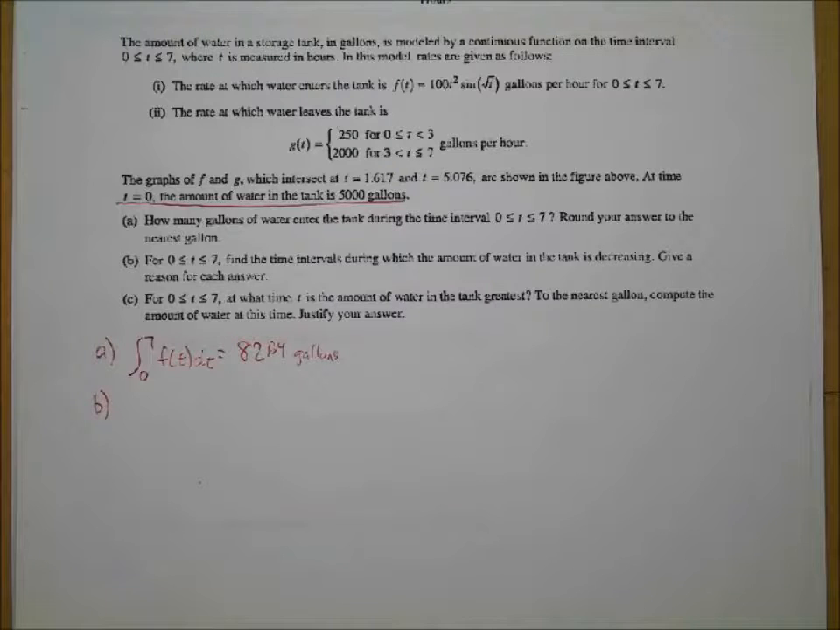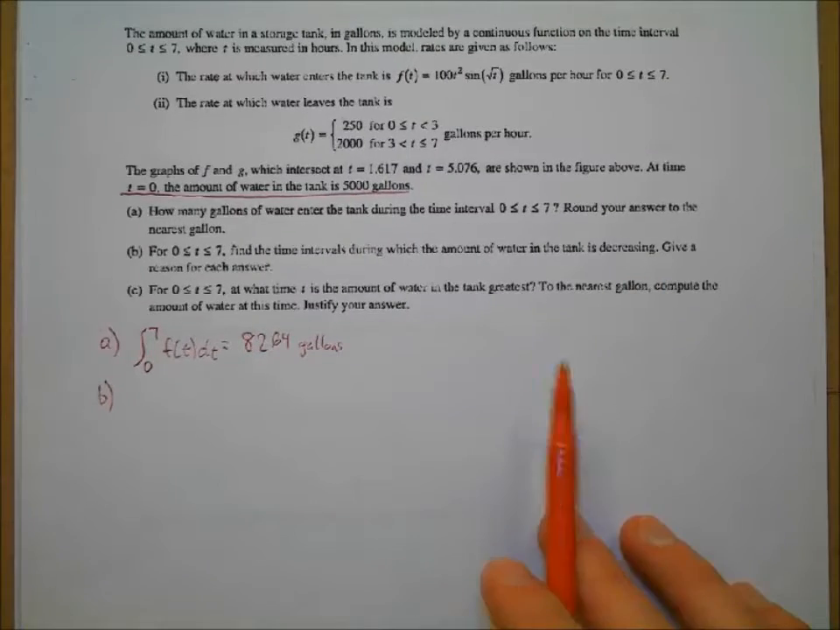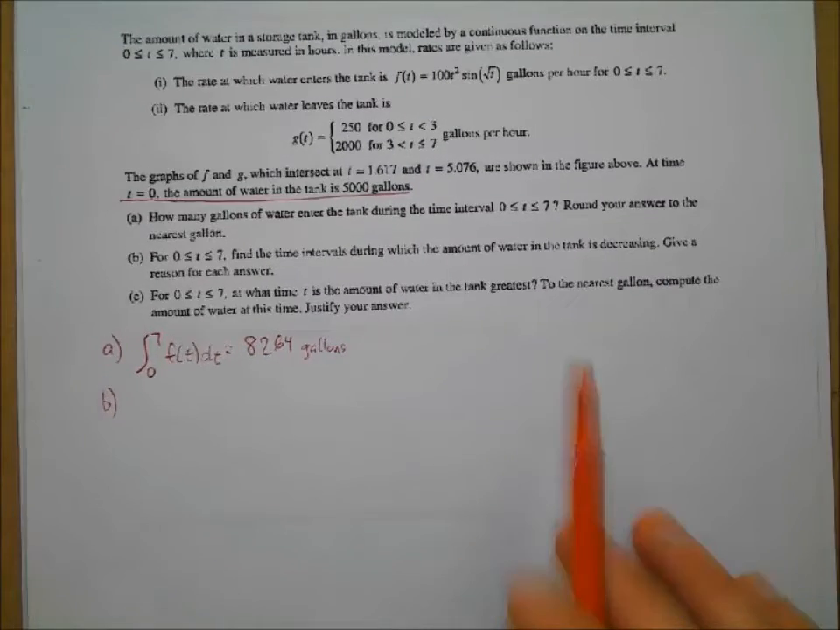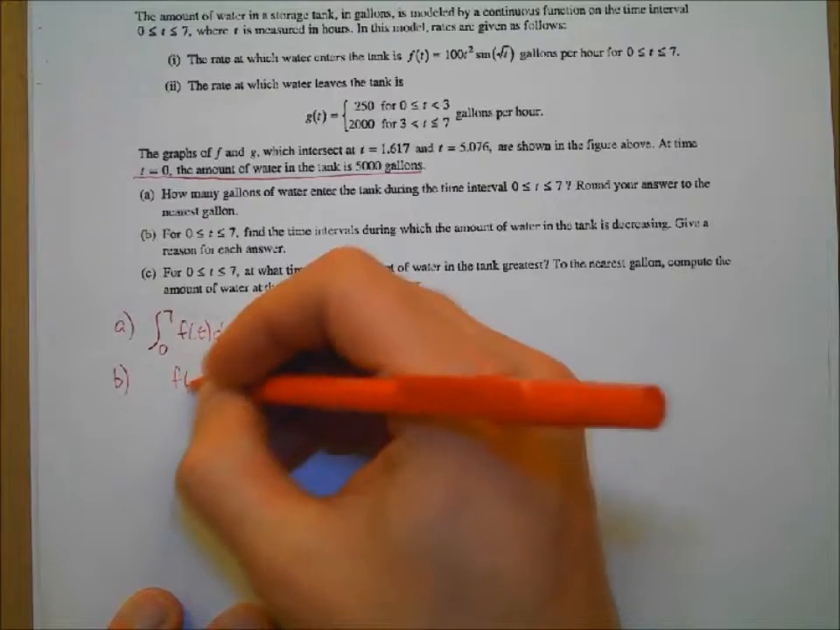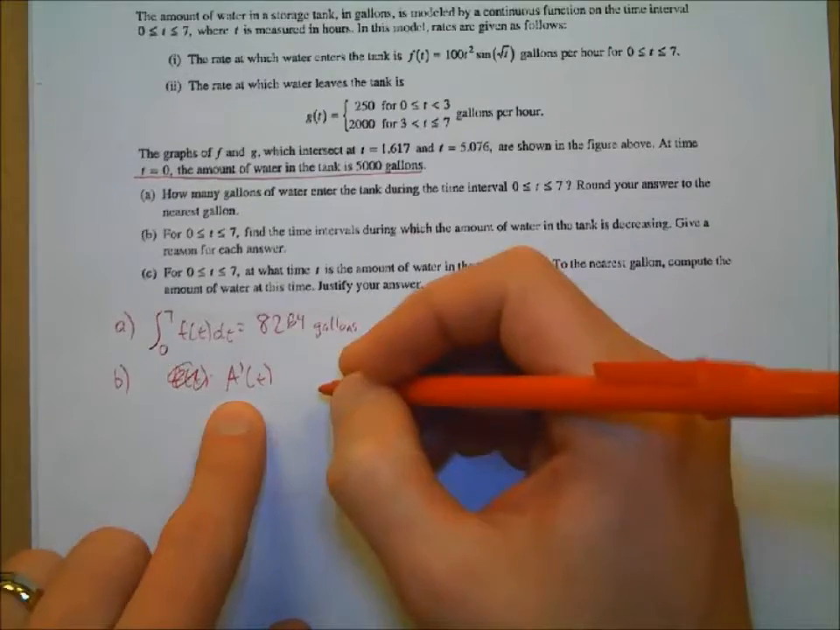All right, what is affecting the rate of change of the water in the tank here? What functions are affecting the rate of change of the amount of water in the tank? F of t, for the water going in, and g of t, both of those things, right? And so we want to find the intervals during which the amount of water in the tank is decreasing. So it means we want to know when that is going to be negative, right? So f of t, let me do it this way. We'll say A prime of t for the rate of change of the amount of water in the tank.